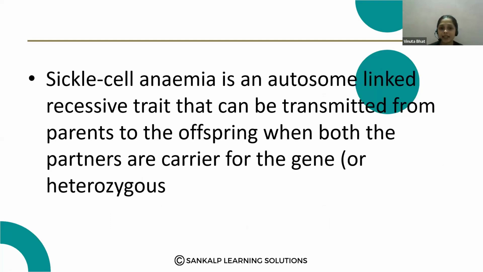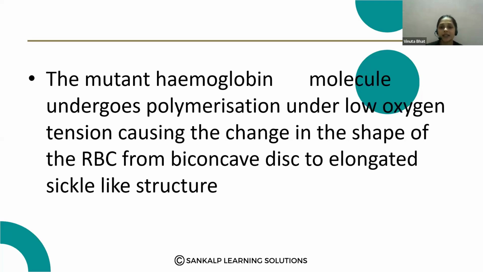Here, sickle cell anemia is an autosome linked recessive trait that can be transmitted from parents to the offspring when both partners are carriers of the gene. So they are called heterozygous. They are carriers. When the sickle shaped RBCs form, the mutant hemoglobin molecule undergoes polymerization under low oxygen tension, causing the change in the shape of the RBC from its biconcave disc to an elongated sickle-like structure.